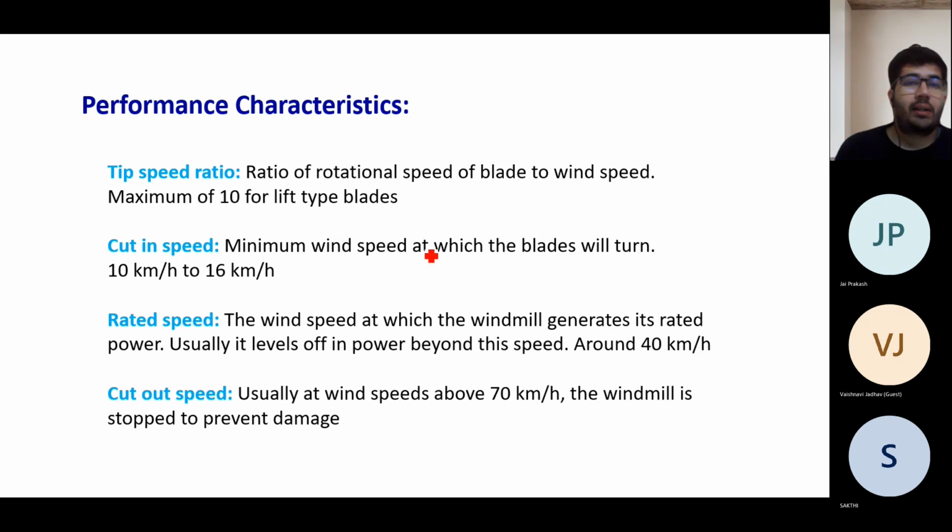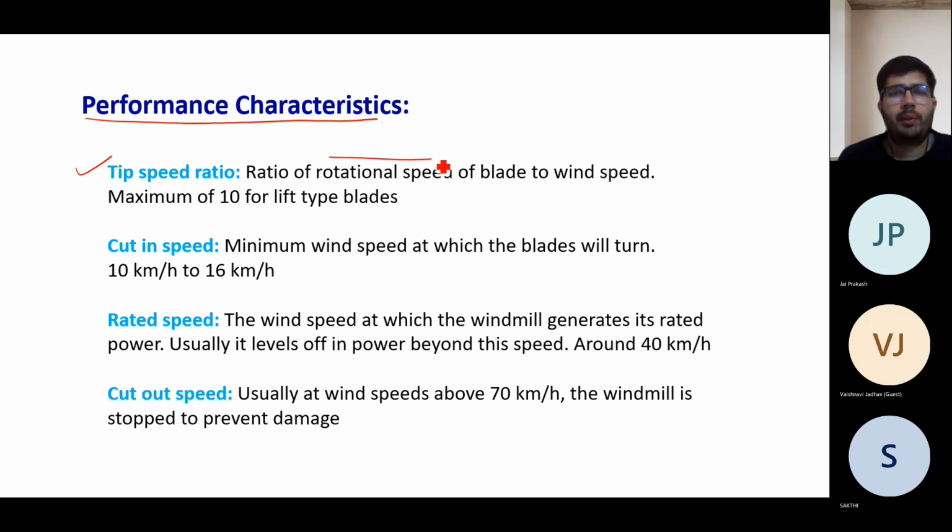There are some performance characteristics also for wind turbines. The first is the tip speed ratio, which is the ratio of the rotational speed of the blade to the wind speed. It can be a maximum of 10 for lift type blades. There are two types of blades, lift or drag, which we will look into. If your blades are lift type, then this ratio can be a maximum of 10.